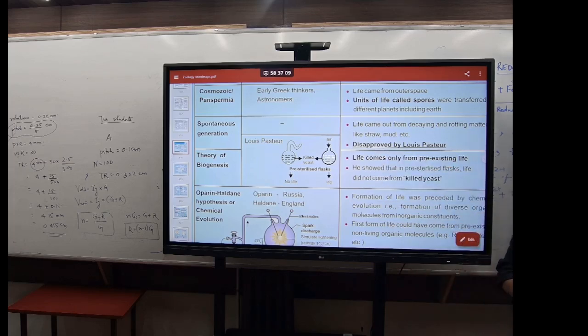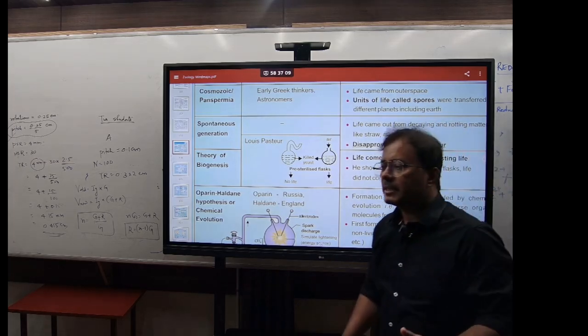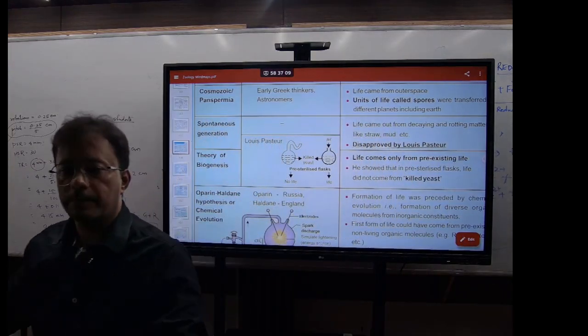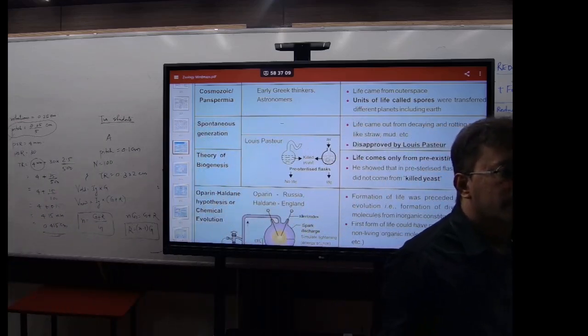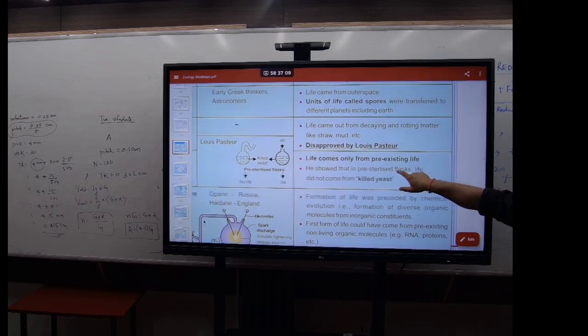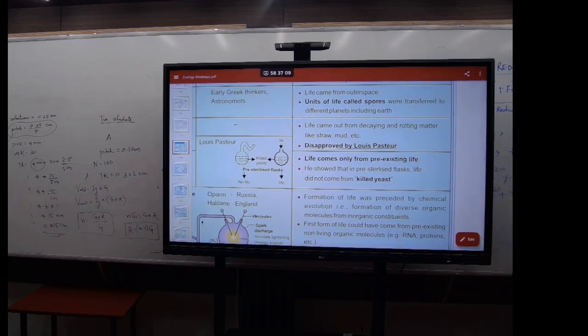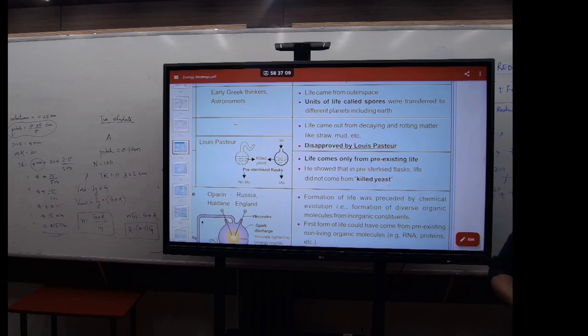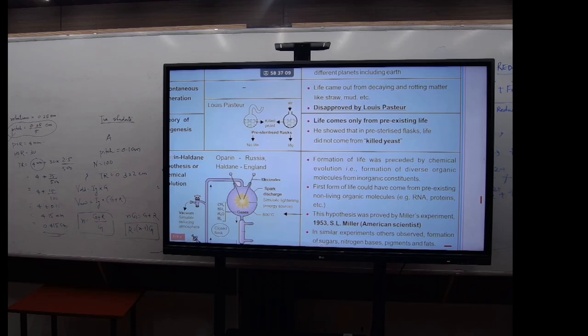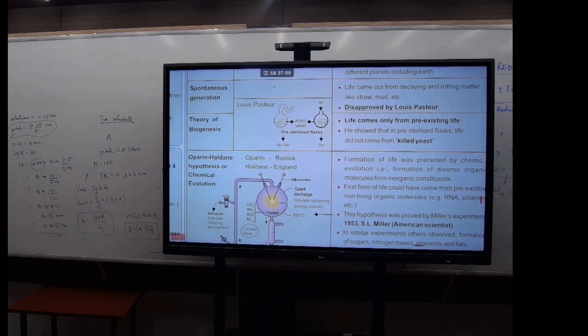Then comes spontaneous generation. This theory states that life just comes out of nowhere. According to them, life comes from dead and decaying matter. See, he's mentioned it. Life came out of decaying and rotting matter like straw and mud, which is again impossible. And that theory was disproved by Louis Pasteur by performing a very famous experiment which is called the swan neck flask experiment. Okay, so Louis Pasteur's theory is called the theory of biogenesis.